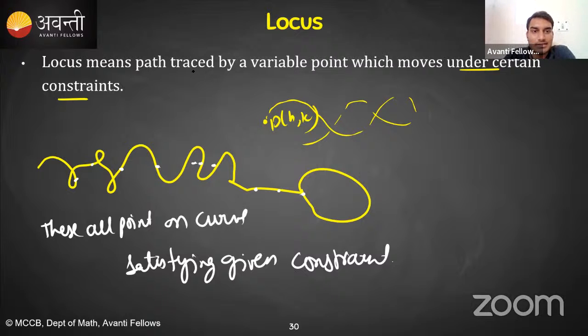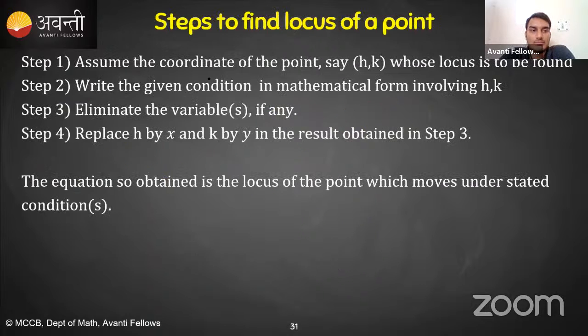Anyone have any doubt regarding the definition? Okay, so if it is clear, then now let's see the procedure of finding the locus. So what is the procedure of finding the locus? Pretty simple. First, assume the coordinate of the given point, say h comma k, whose locus we need to find. Okay, so they will ask you to find the locus of a point such that this will satisfy. So that point के coordinate आप immediately h comma k मान लो.